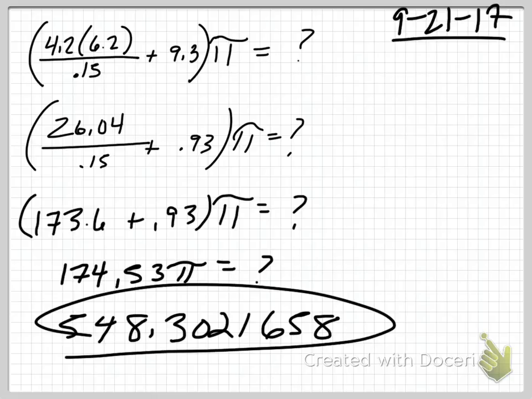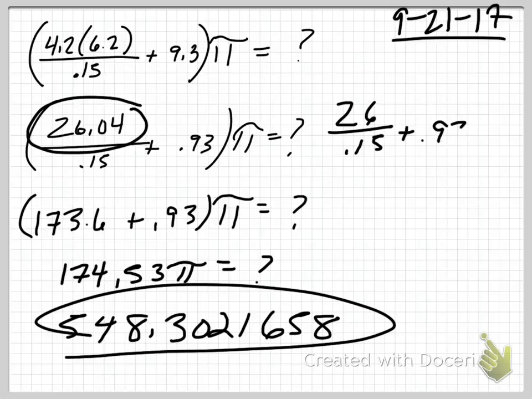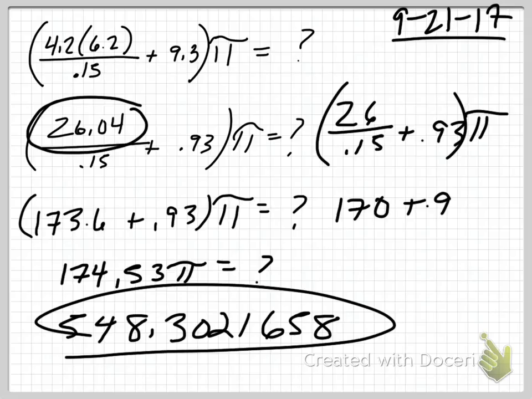4.2 times 6.2. So if I round this number before I go any further, I'll show you what that looks like. 26. If I do my sig figs, for instance, well, I got two sig figs in that multiplication, so I have 26 divided by 0.15 plus 0.93 times pi. Okay, well, 26 divided by 0.15. Okay, so now I have 173.33333. Okay, but I'm going to take sig figs, and I can only have two sig figs, so that'll be 170 plus 0.93 times pi.